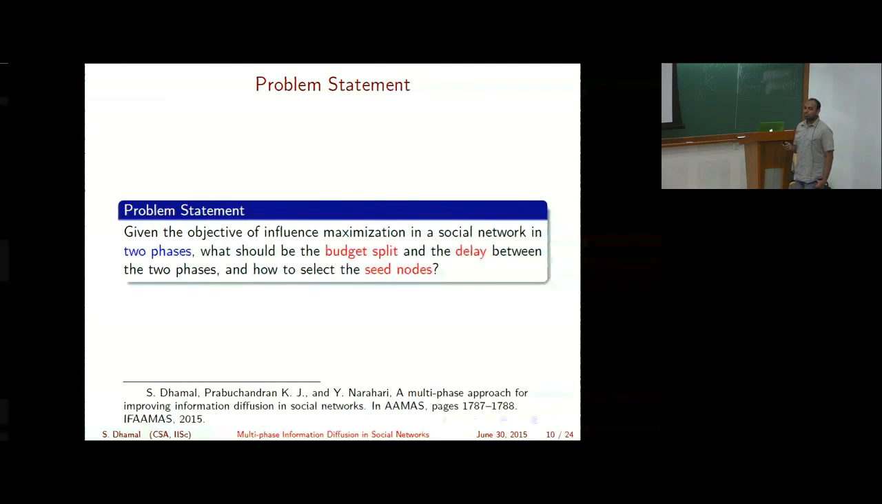Okay. So coming to the problem statement and the formulation. This is the problem statement. Given the objective of influence maximization in a network using 2 phases, how should the budget be split between the 2 phases, and what should be the delay between the 2 phases? And how do we select the seed nodes in the phases?